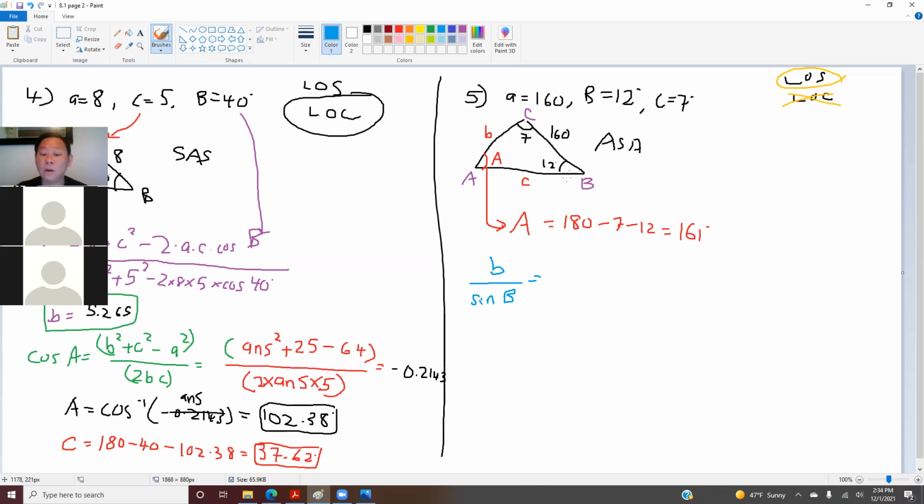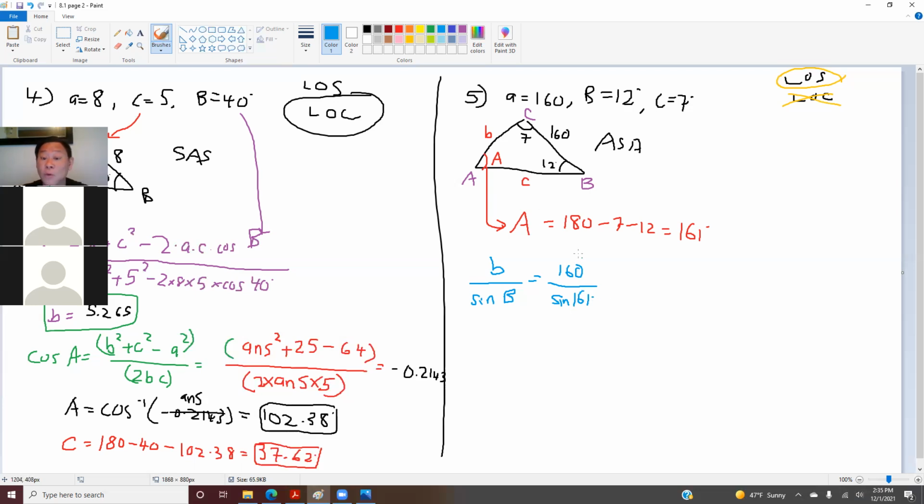Now, which pair do we know? Do we know A's or do we know C's? Now, C's we do not know because we don't know C yet, right? But we know the A's. So side A in this case is 160, and the angle A we just found is 161.